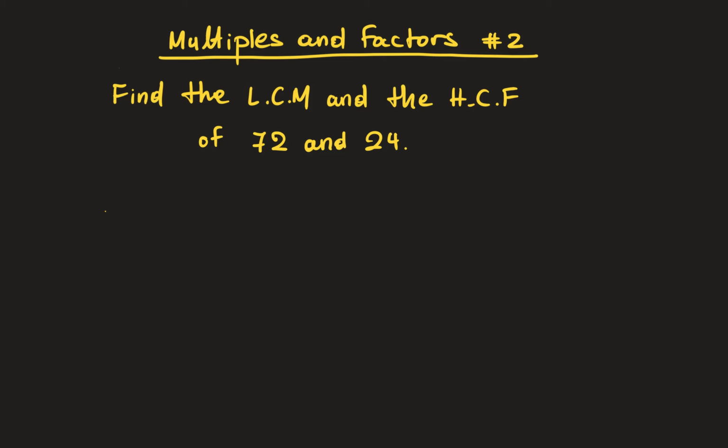So let's assume that we want to find, without a calculator, the lowest common multiple and the highest common factor of numbers that are slightly larger to handle, like the ones in the previous video, like 3 and 4, for example, or 20 and 15. In this case, I've chosen the numbers 72 and 24 for no apparent reason. It can work the same way for any two numbers that you want.